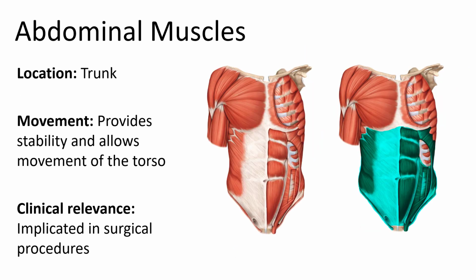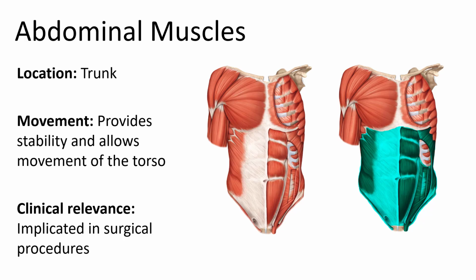The abdominal muscle group is again likely a muscle group many of you will have heard of before. This group consists of several muscles that are arranged in layers. In the diagrams here, we have an anterior view of the torso, and the image on the right highlights the abdominal muscle group for you. The abdominal muscles are essential for maintaining posture and stability. They also allow movement such as bending of the trunk, which is required in motions such as leaning forward to pick something up from the ground.